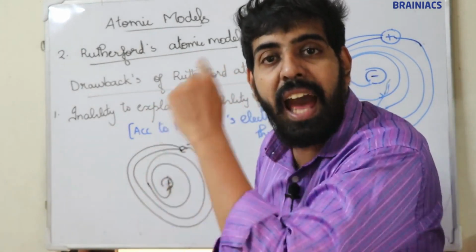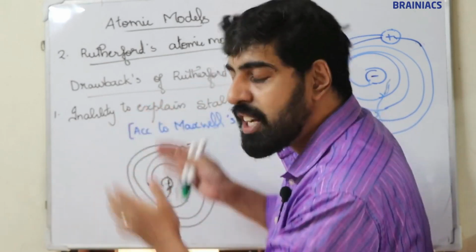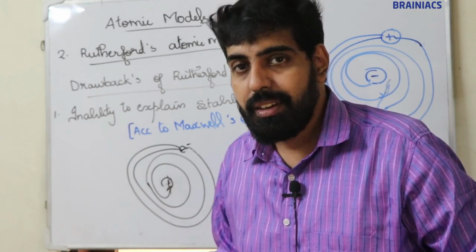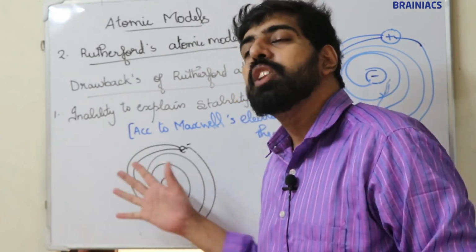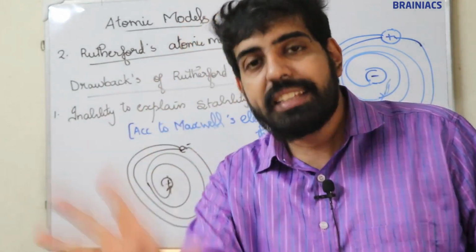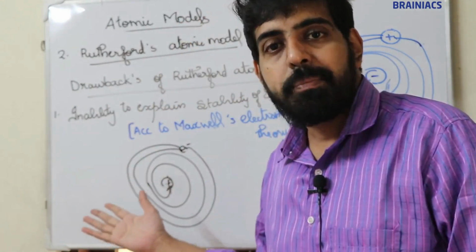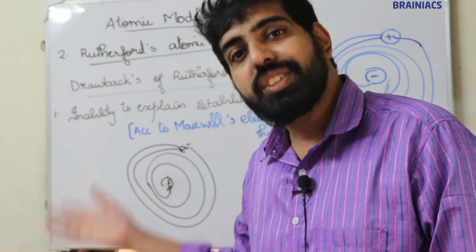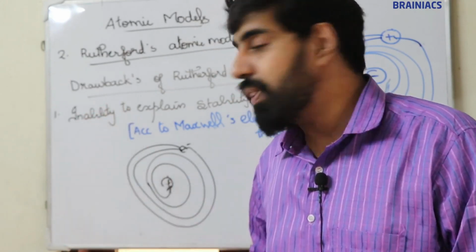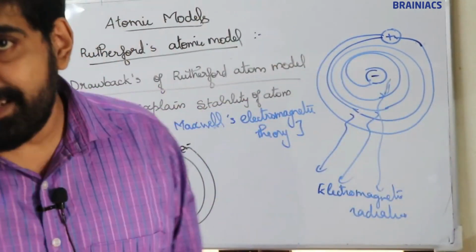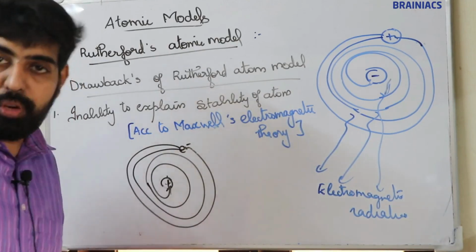So if this is the actual structure of the atom, then the atom does not have any stability, right? That means this is not the actual structure of the atom, because the atom is highly stable. If this is the atom, then it has no stability. That means this is not the exact real structure of the atom. So, inability to explain the stability of the atom. I think it's clear. This is the first drawback of the Rutherford model.